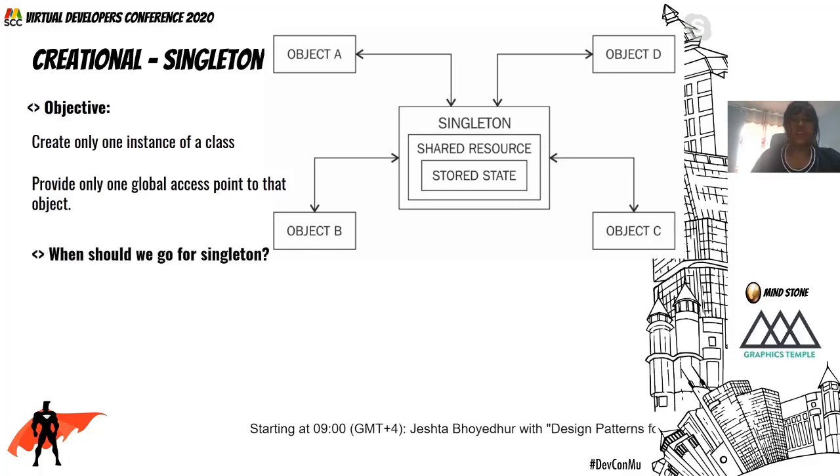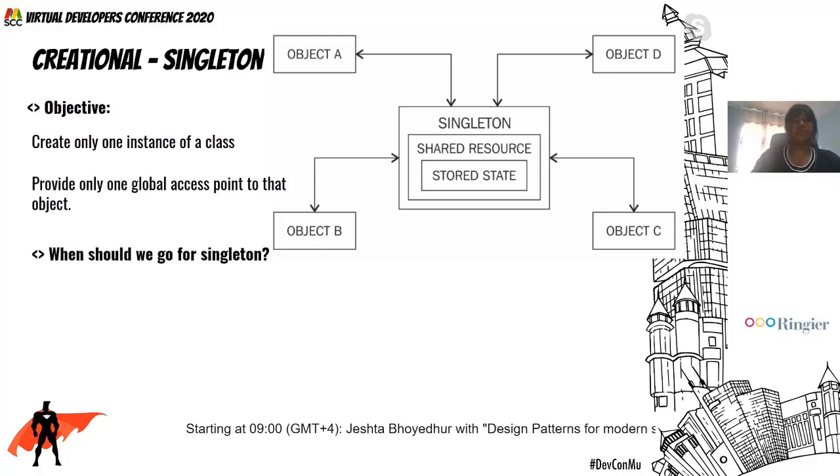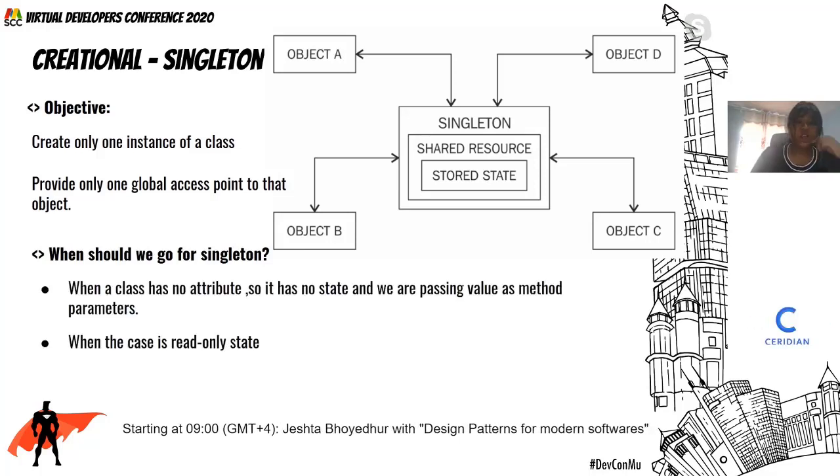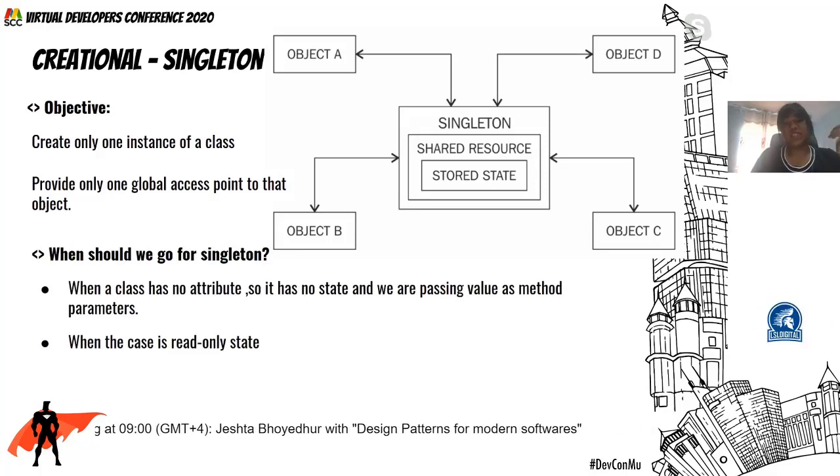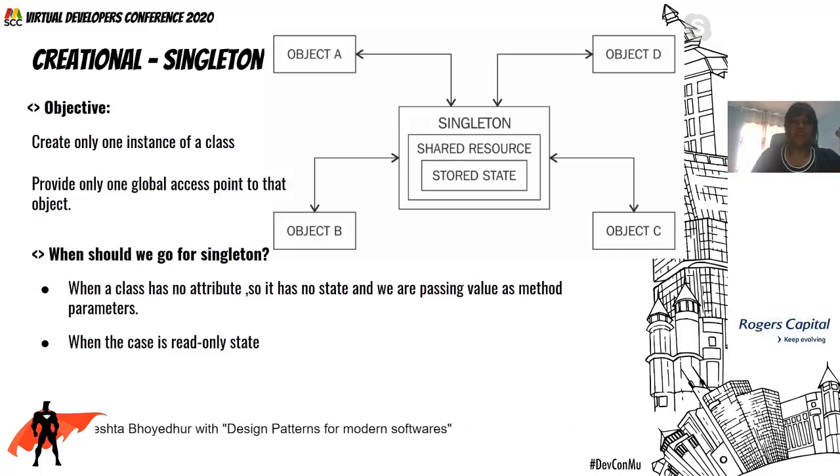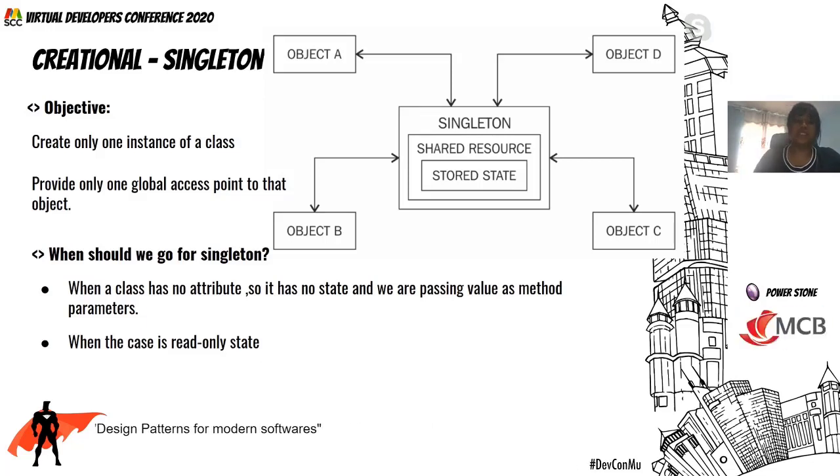So when should we go for a singleton? When a class has no attributes, so it has no state, and we are passing values as method parameters. And the second case is when the state is read-only.